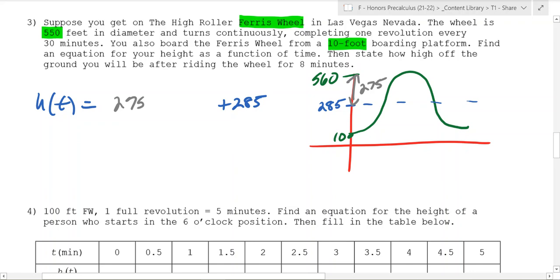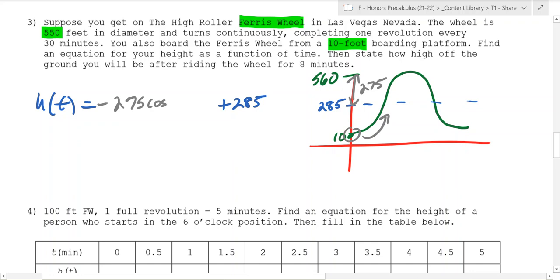And then which function do we want to use? Well, let's use cosine. If we use cosine here, cosine usually starts here and goes down, but this one starts here and goes up. So we're going to reflect it. So it's going to be negative 275 cosine.